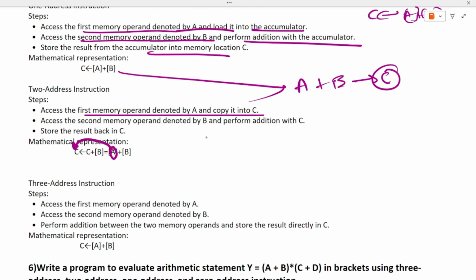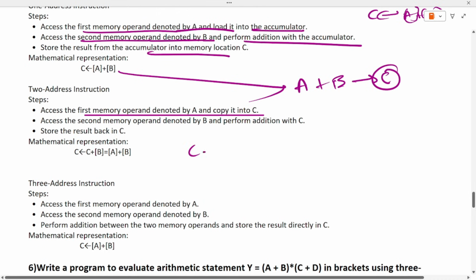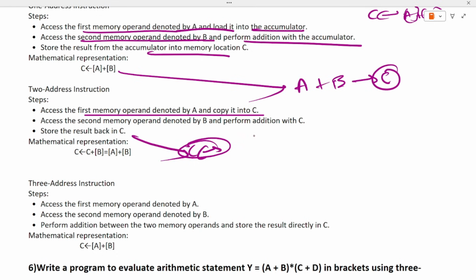Okay, see, first there is C, the resultant that is given in the third step. This is done. Now what they have added is the operand denoted by B, and you perform addition with C. There is a B, and you have performed the addition with C, and that gives you the resultant, that is C. Again, now what is denoted by A, you will copy it into C. So now you are having A, B, C plus B and C.